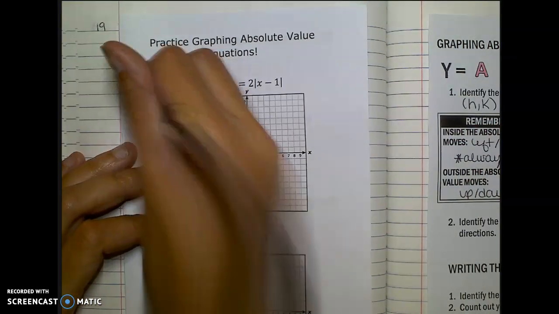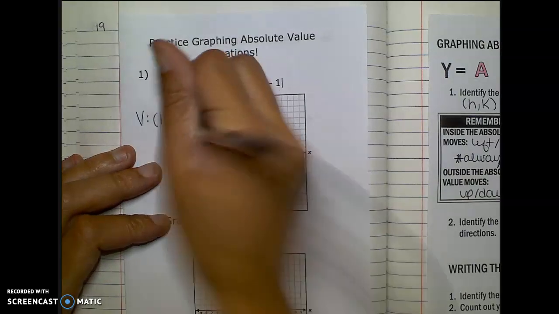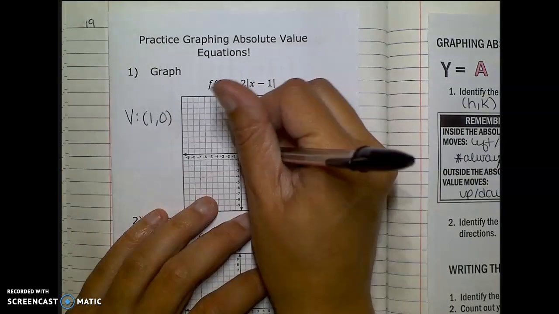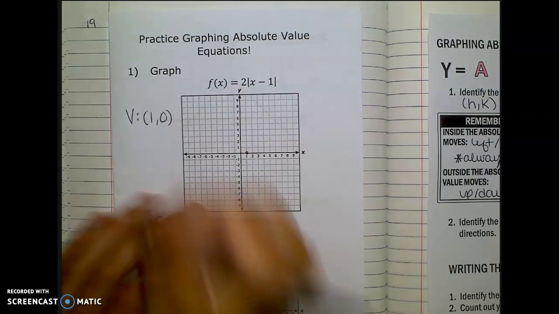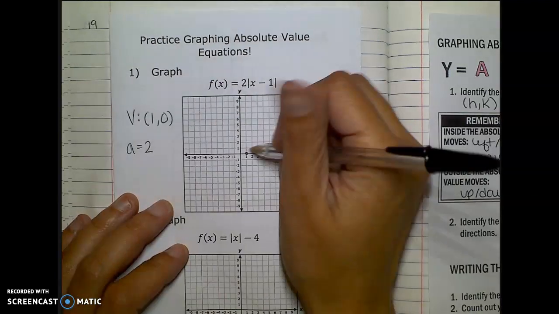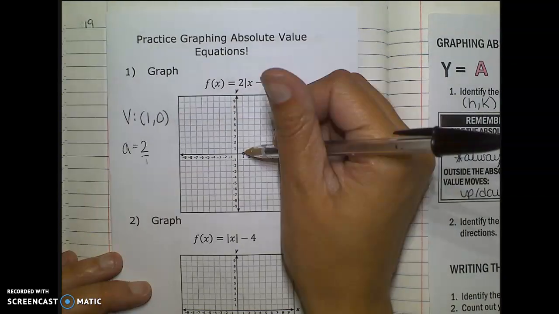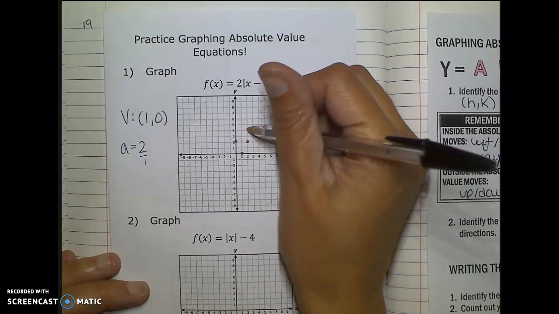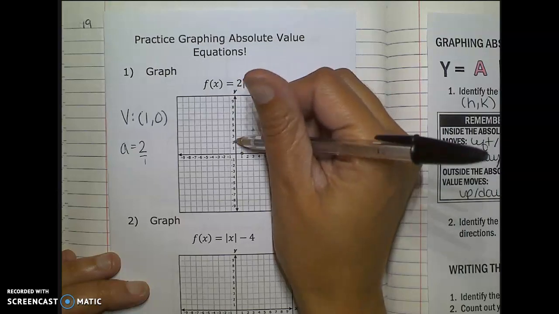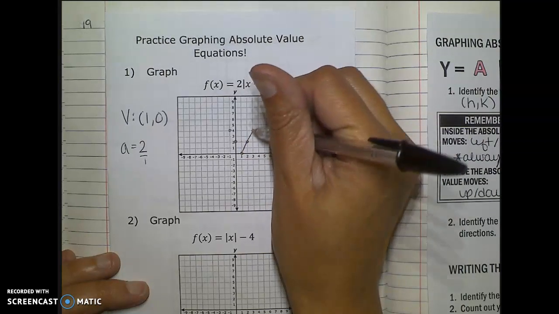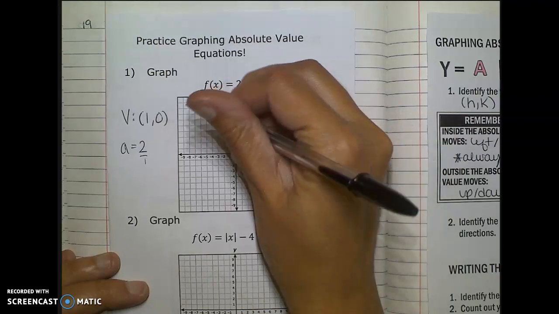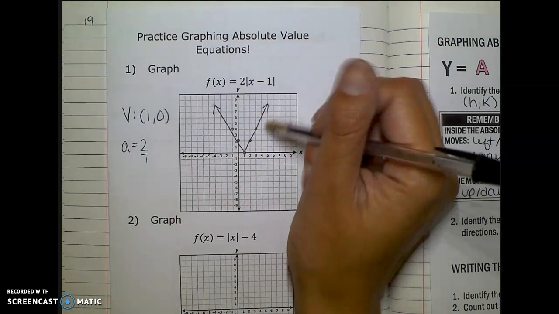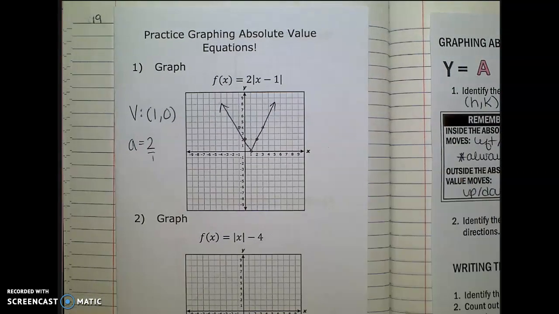So I would find my vertex to graph, which will be at 1, 0. Inside is opposite, outside there's nothing. So 1, 0. Then I would do my slope, which is 2, and I can always put that over 1. So I'd go up 2 over 1, up 2 over 1, and we could continue to get lots of points if we wanted to get that graph that's going forever. And we'd have that the domain is all real numbers, because we're going left, we're going right. We'd have that the range is greater than or equal to 0.